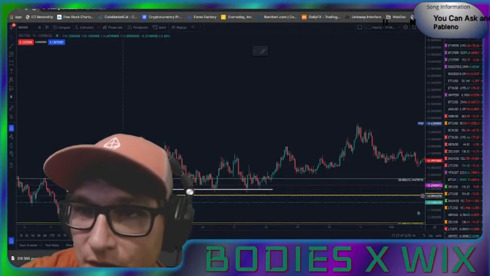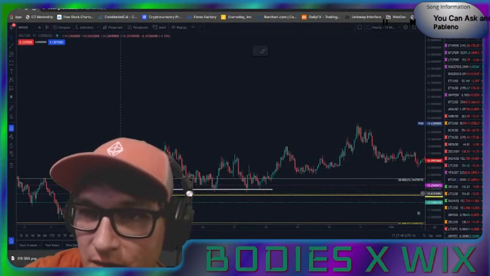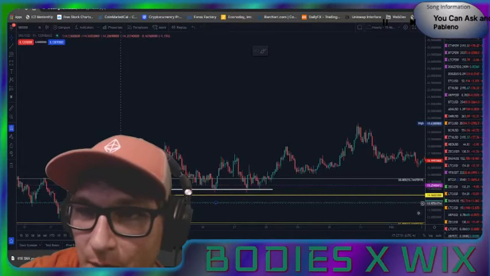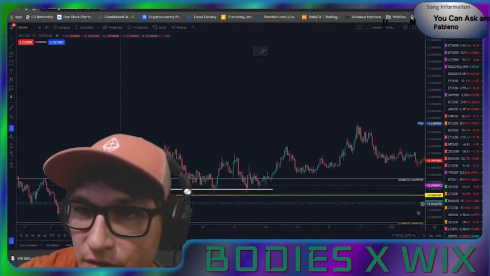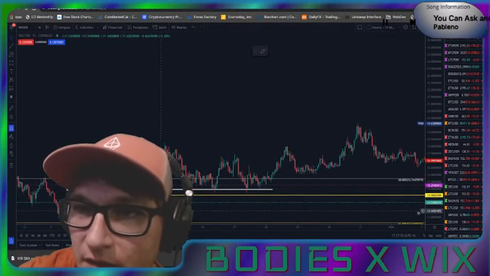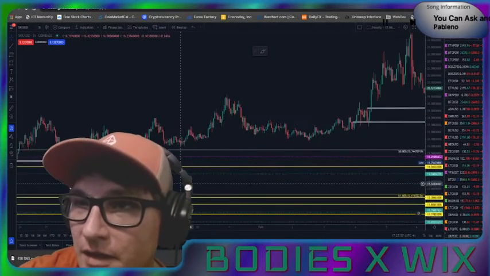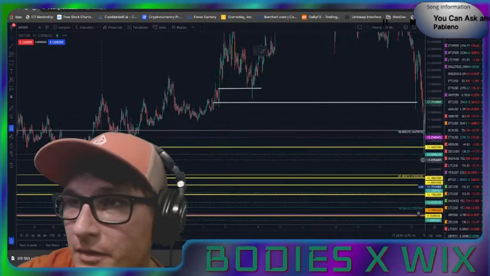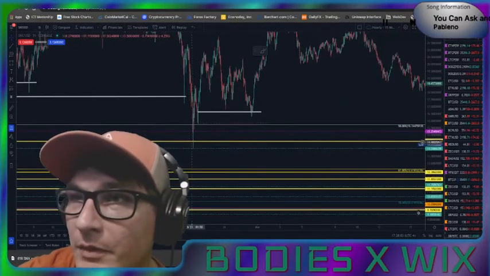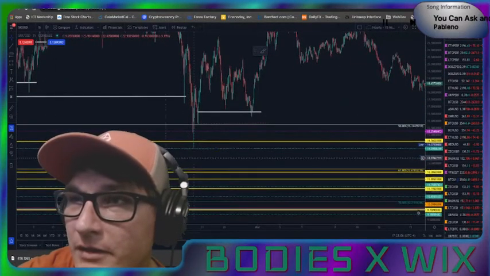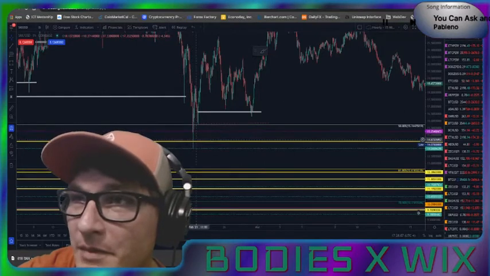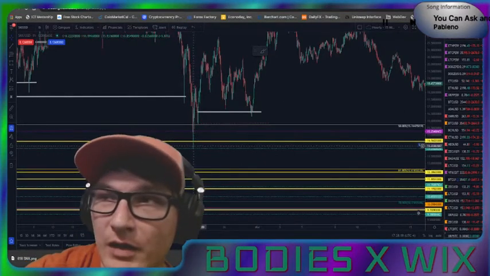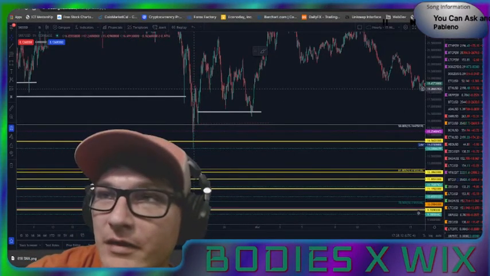So order blocks here, right? Probably want to put your stop loss just below the low of here, and then next thing you know, let's go back over, boom, you'll catch the stop hunt. Stop hunt comes back, hits that order block, and then pops right back up.